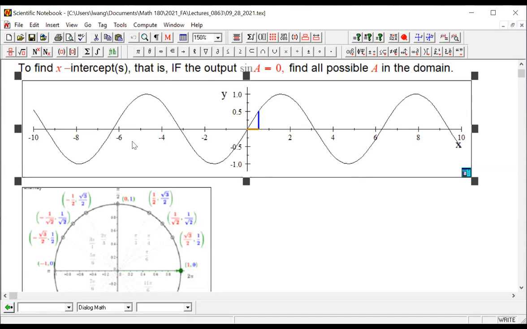Where do we see x-intercepts? There's one here. There's one here. There's one here. There's one here. Here. Here. Here. That's where the curve crosses the x-axis, right? What do all these points have in common?